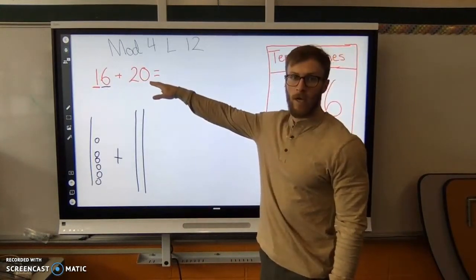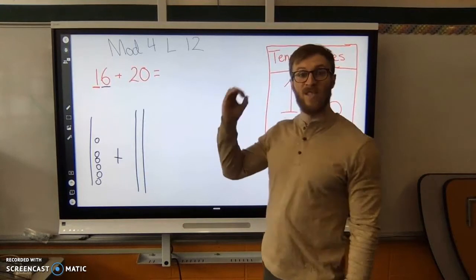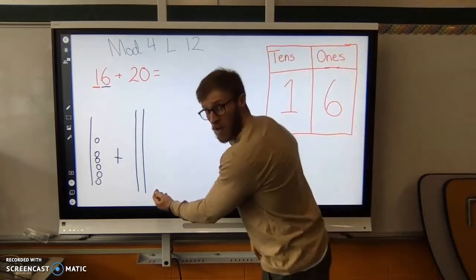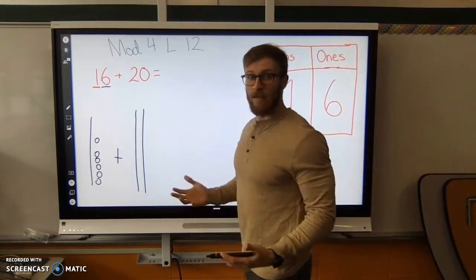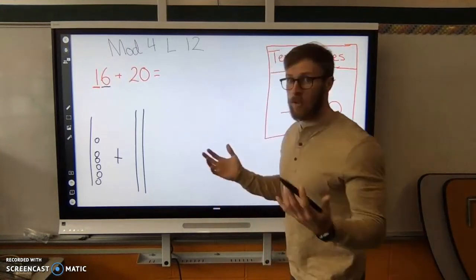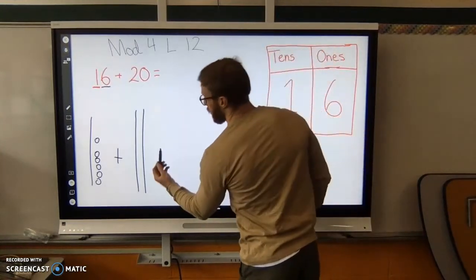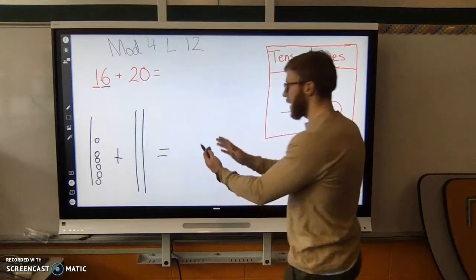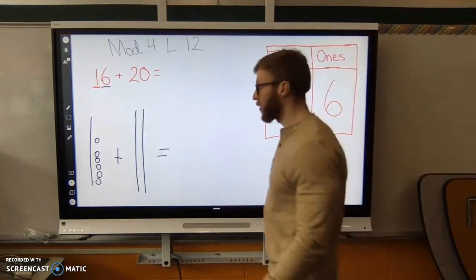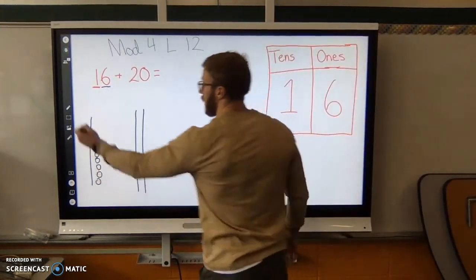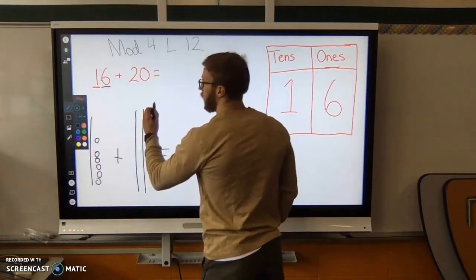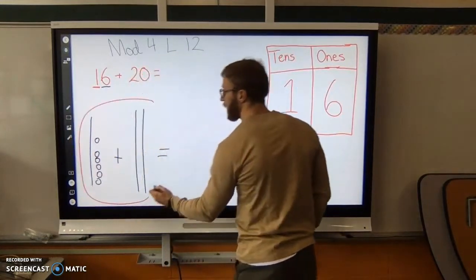Let's go to our ones. How many ones do I have? I have 0. Do I need to draw anything? Nope, I can't. It says I have 0 ones, so I can't draw any ones. Then we bring our equals sign down. And now we need to figure out our answer in picture form. So, I basically want to add all these shapes up together.